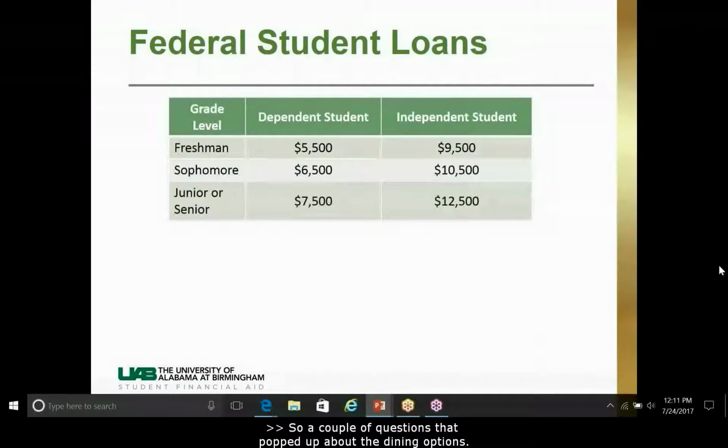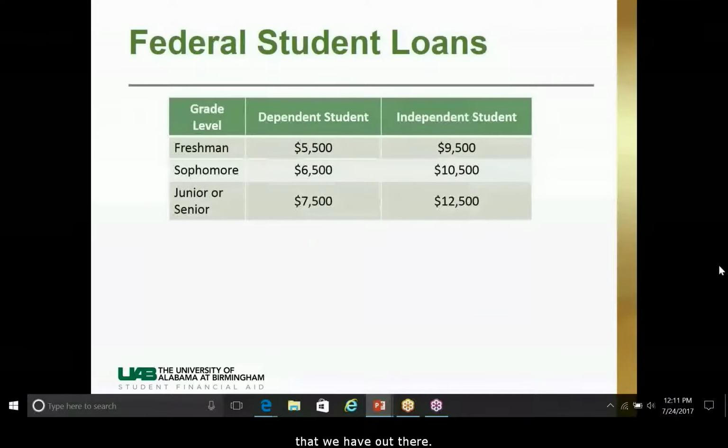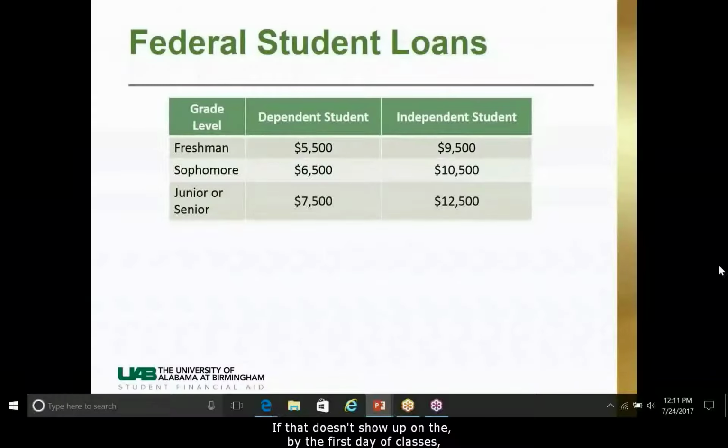So a couple of questions popped up about the dining options, and we'll go back and cover those in just a minute, but I want to finish answering some of our financial aid scholarship questions that we have out there. There's a question about our UAB employee and the reduced cost tuition that they're awarded as a student of a UAB employee. If that doesn't show up by the first day of classes, do they have to pay the full amount and then receive a refund?